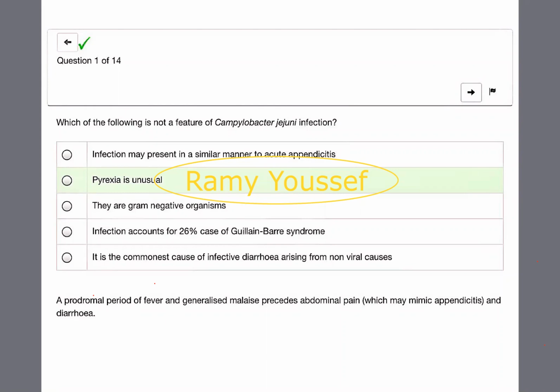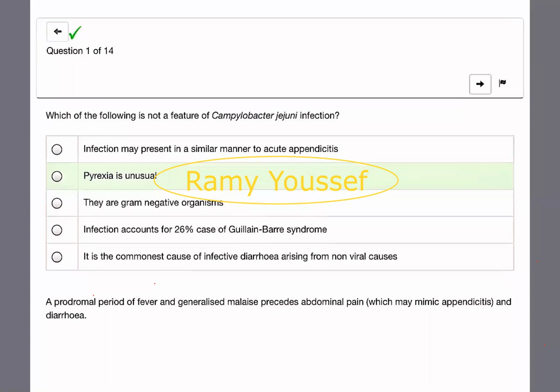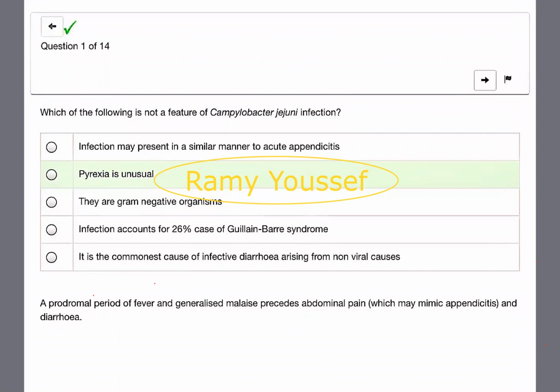Some questions you'll find, and with repetition and revision, you'll find it easy. Pyrexia is unusual? No, pyrexia is usual with Campylobacter jejuni. Similar in manner to acute appendicitis. They are gram-negative organisms. Yes, the infection accounts for 26% of cases of Guillain-Barré. It is the commonest cause of infective diarrhea arising from non-viral causes. Here is the answer: pyrexia is usual. Just put it in your mind.